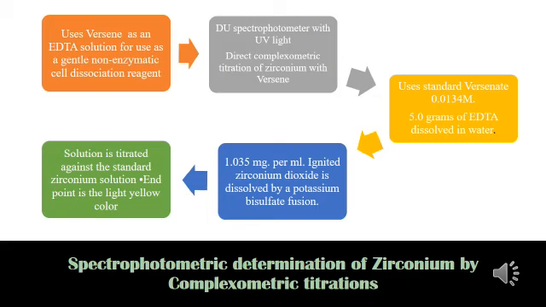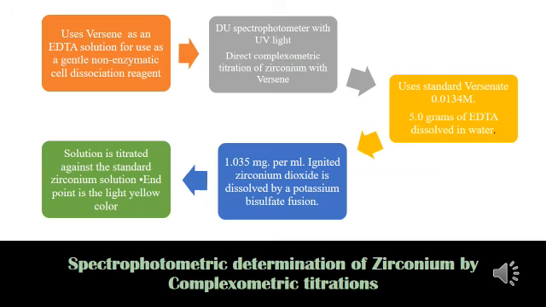The next application is spectrophotometric determination of zirconium by complexometric titration. First, use benzene as an EDTA solution for use as a gentle non-enzymatic cell dissociation reagent. A spectrophotometer with UV light is used. Now direct complexometric titration of zirconium takes place by using a standard versenate solution of 0.0134 molar, and add 5 grams of EDTA dissolved in water.